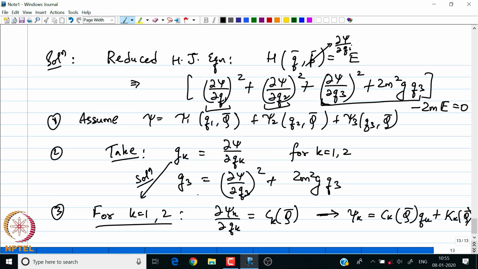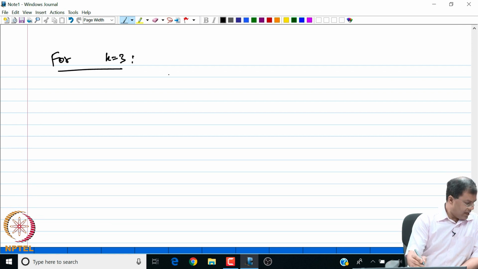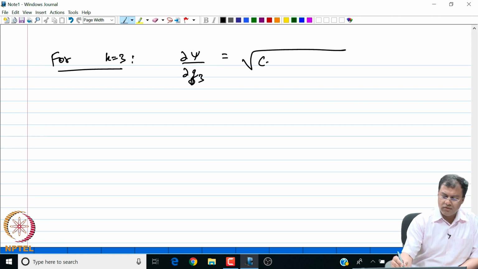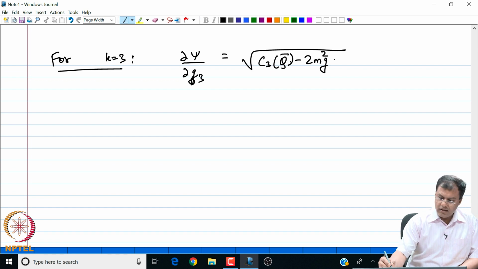For the third case, g3, for k equal to 3, what have I got? I have that del psi del q3 is the square root of c3 of q bar minus 2m square g times q3, since the constant is m square.